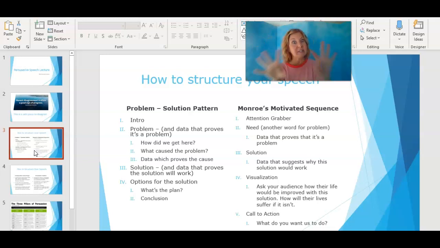So you can see how very different these two are. And I start with them because these two are the most popular and, I think, in some ways the most logical of the organizational patterns.